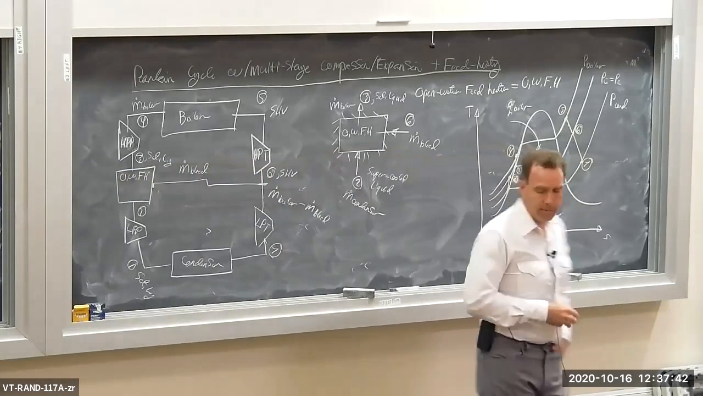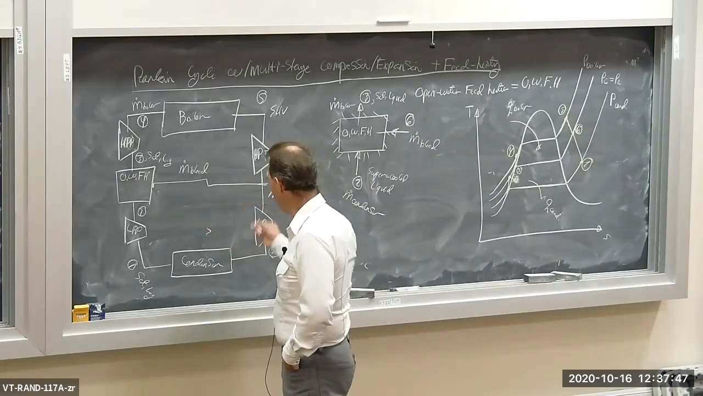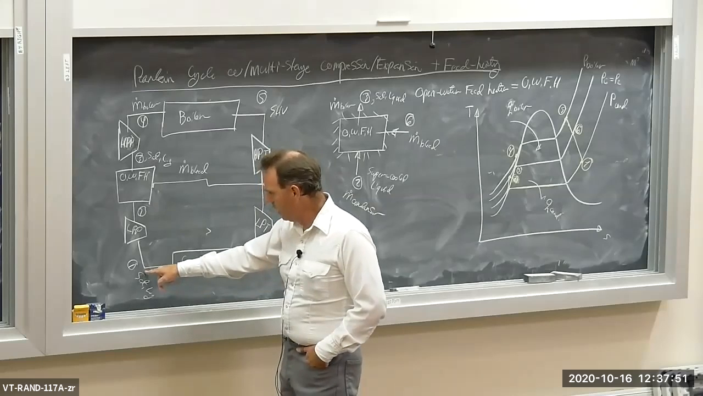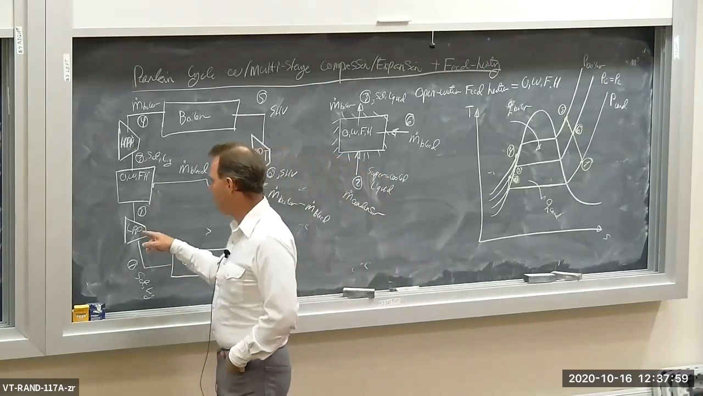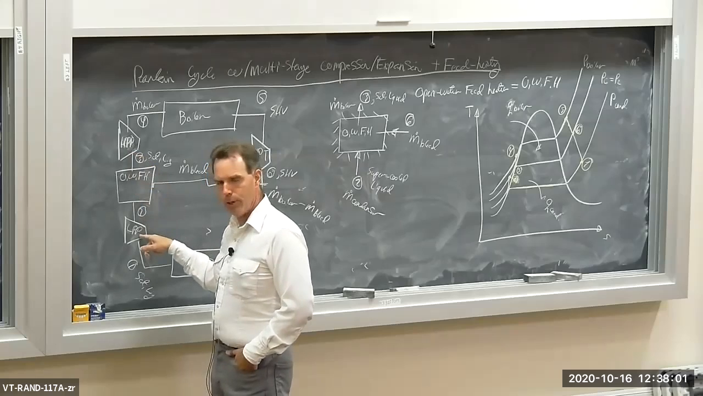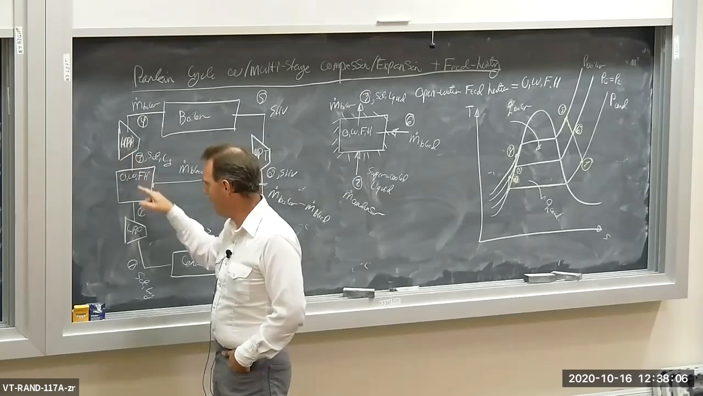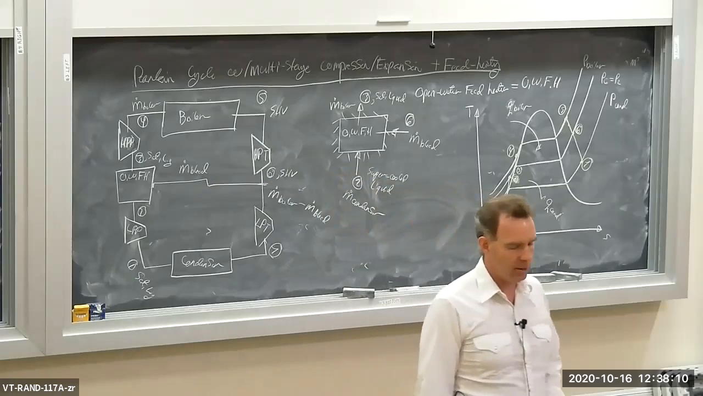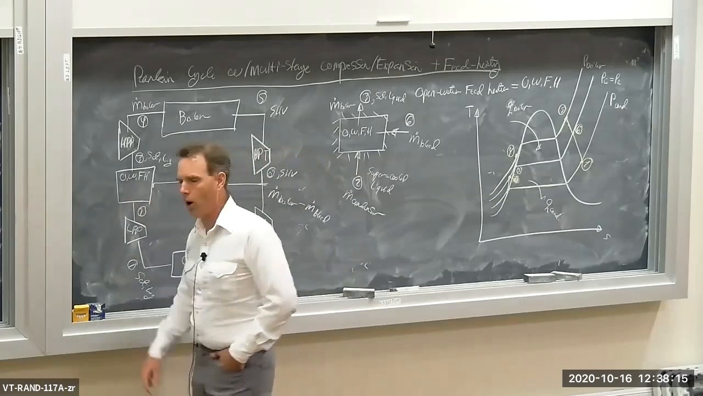So here we have a Rankine cycle with multi-stage compression and multi-stage expansion. What we have here is a condenser. We start off just downstream of the condenser as a saturated liquid, as usual. And instead of having a single pump, we have two pumps: a low pressure pump, LPP, and a high pressure pump, HPP, and in between we have this thing called an open water feed heater, OWFH.